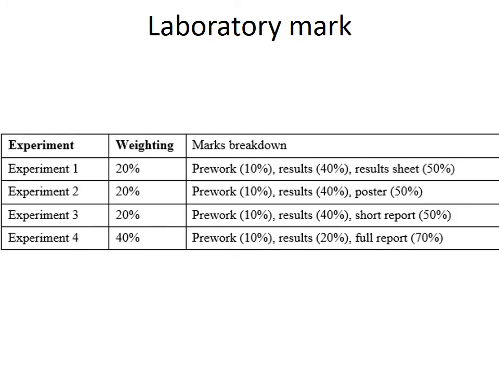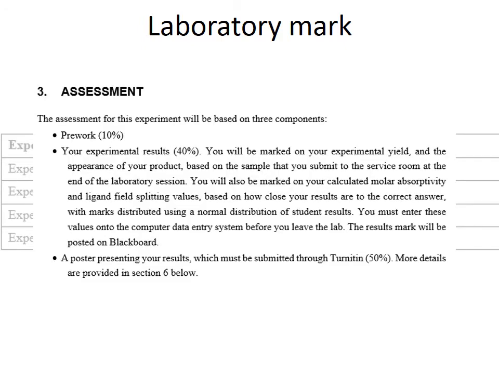The marks breakdown for the course can be found in the introduction to the lab manual. You will see that for all experiments, the pre-work will contribute 10%, and the remainder of the mark will be a combination of the experimental results and the experimental reporting method. Note that the experimental reporting method differs depending on the experiment. You can find out more specific information about how each experiment is assessed in the lab notes for that experiment.